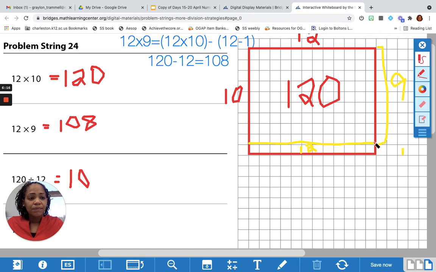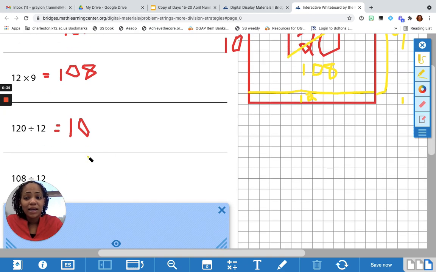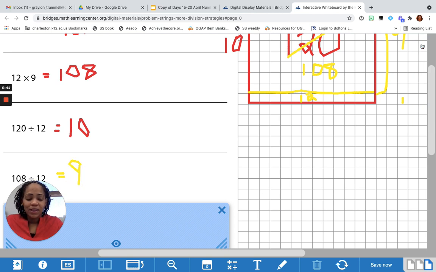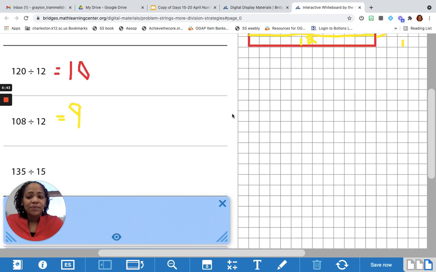It's here. And I'm going to change my color. Since I separated it, I have 108 plus 12 gives me a whole area of 120. So if I have 108 and I'm dividing by 12, what number am I getting? I'm getting 9. Are you following me? Let's do another one.